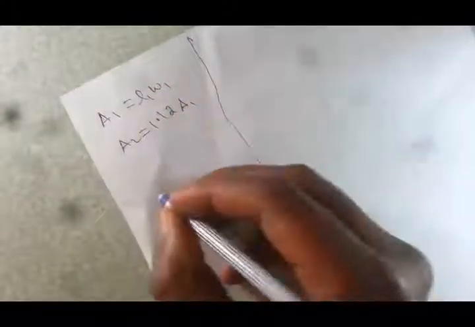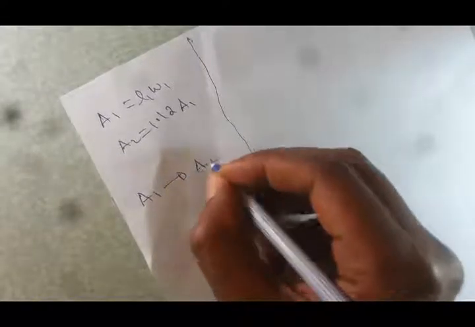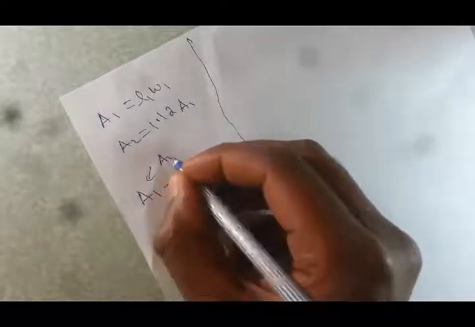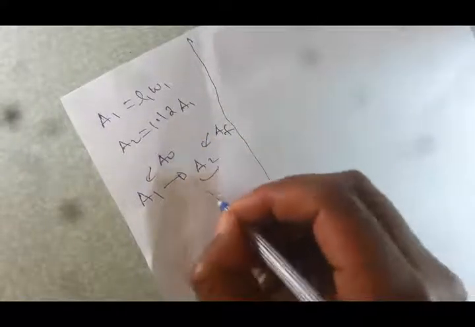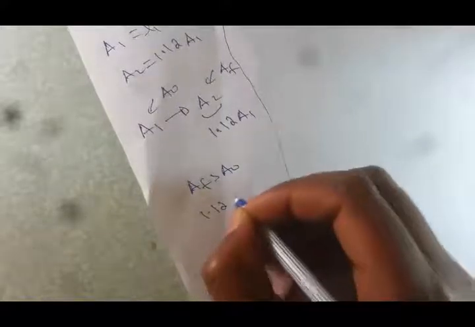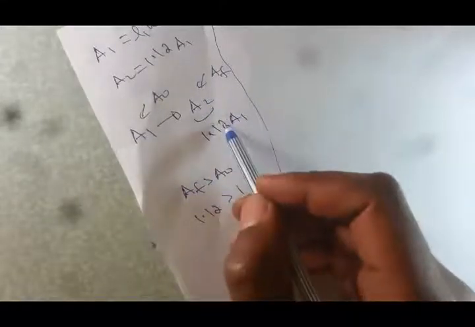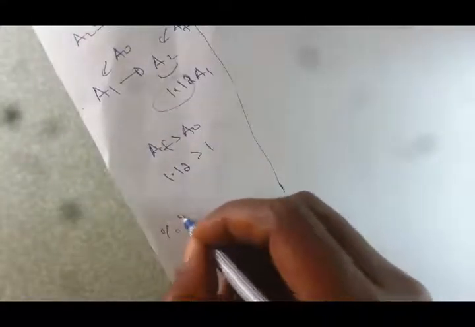Therefore the first area of the rectangle was A1. Then it was converted into A2. This is A0, this is A final. And we already found A2 is equal to 1.12 times A1. From this we observe that A final is greater than A0, or 1.12 is greater than 1, because when we take the coefficient of A1, it is 1.12. And we know that there will be a percent increase.